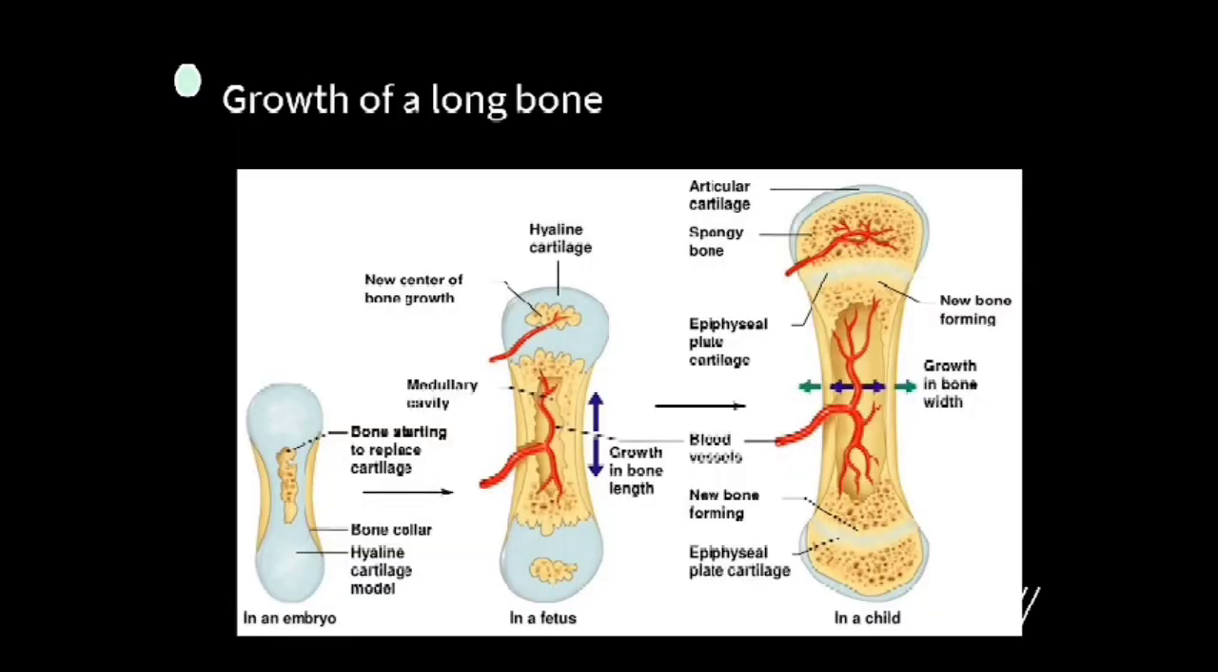So growth of a long bone: it grows in length as well as in thickness. It grows in length by multiplication of cells in the epiphyseal plate, whereas it increases in thickness by multiplication in the deeper layer of periosteum.